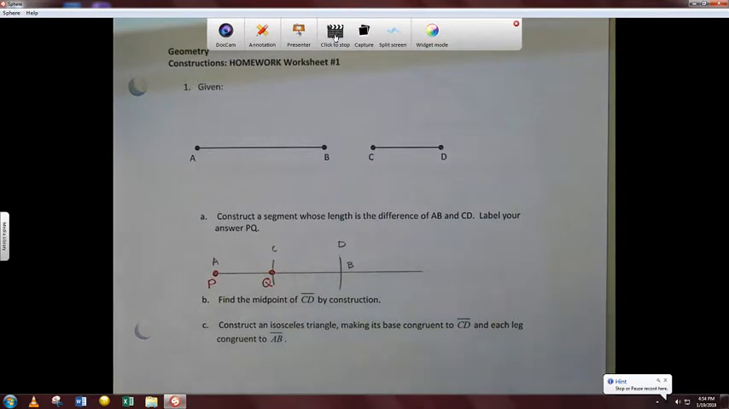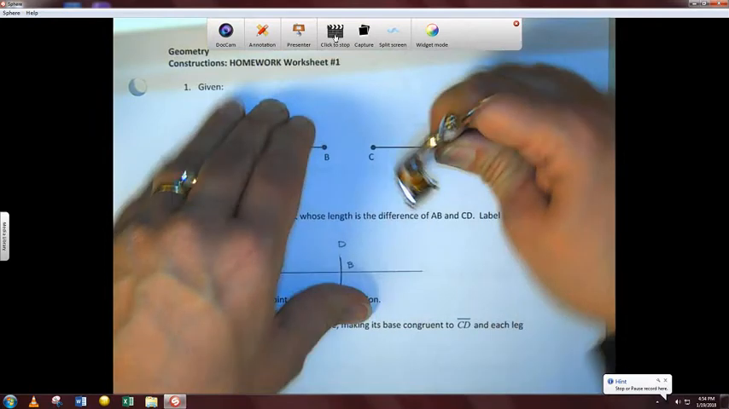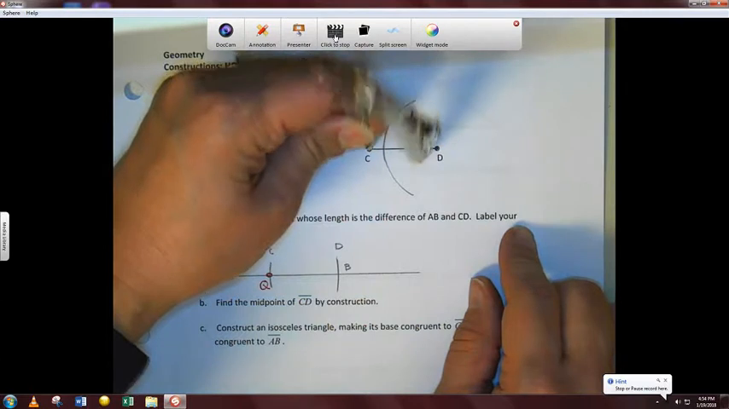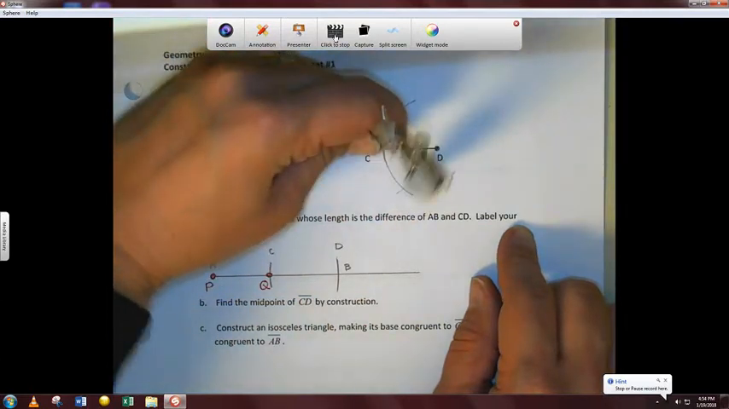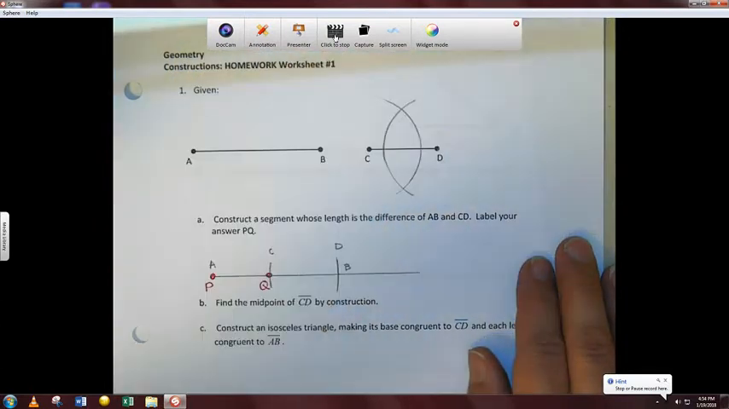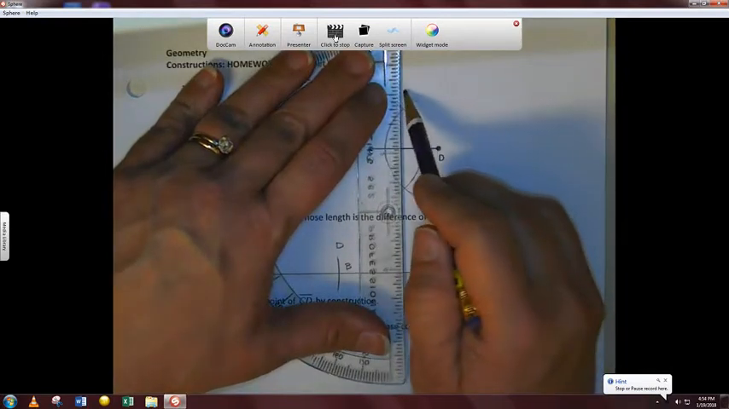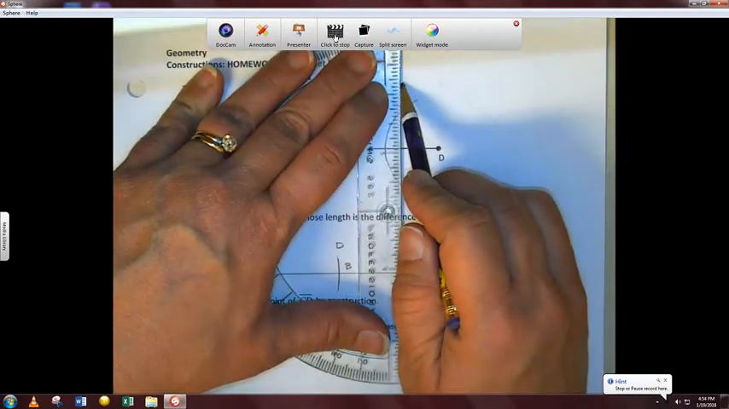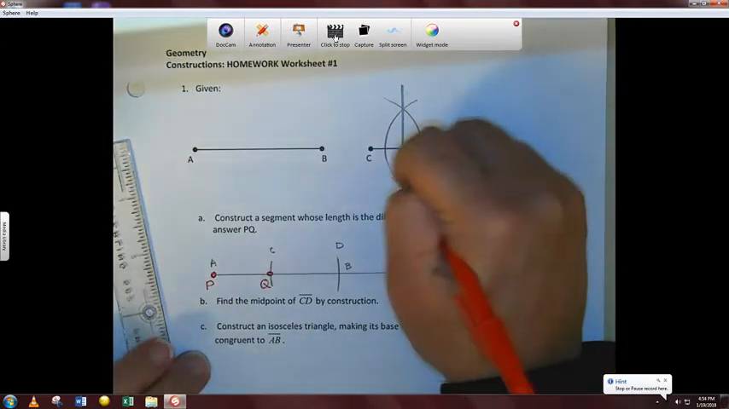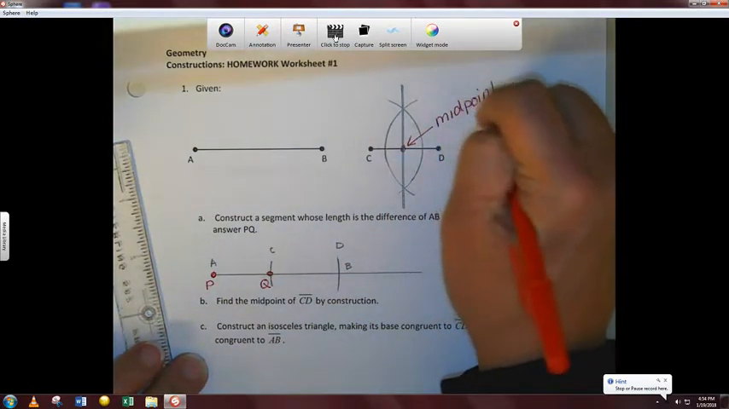To find the midpoint of a segment, we're going to do the football construction. So I'm going to swing one arc this way, put the compass point on the other endpoint without changing the radius of the compass, swing another arc that way. Connect the intersections of the two arcs. And then that means that this is my midpoint.